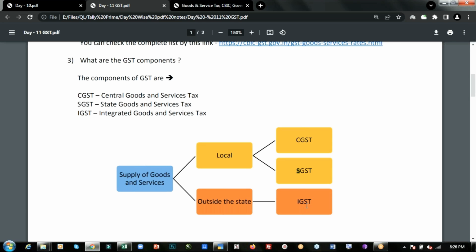So is the GST component clear for all, guys? Do you have any confusion? If you have, then let me know.